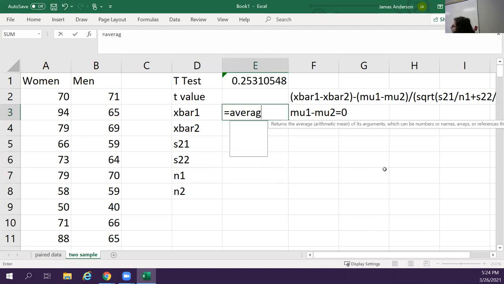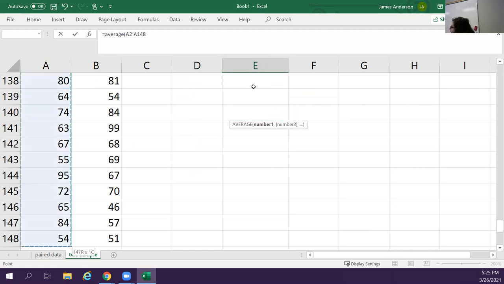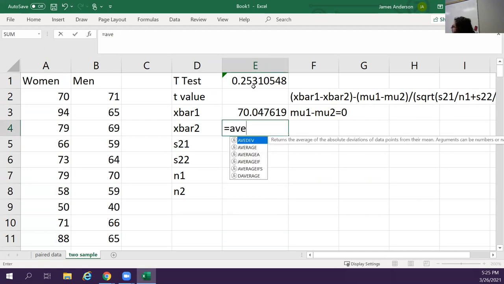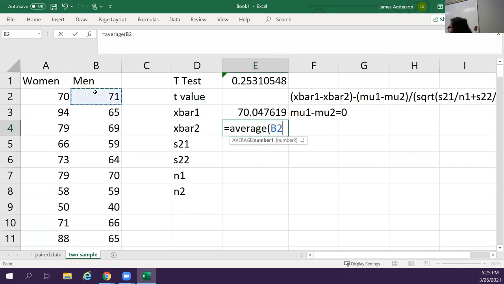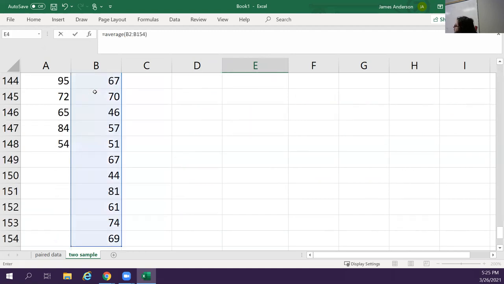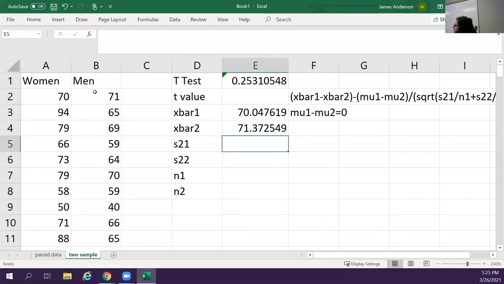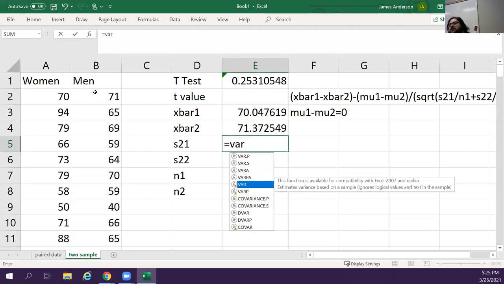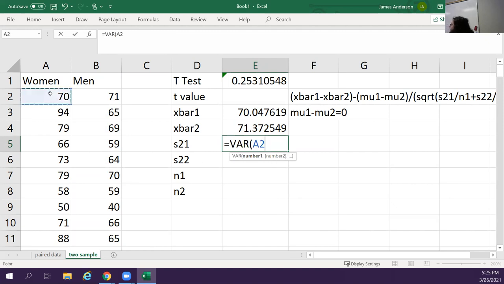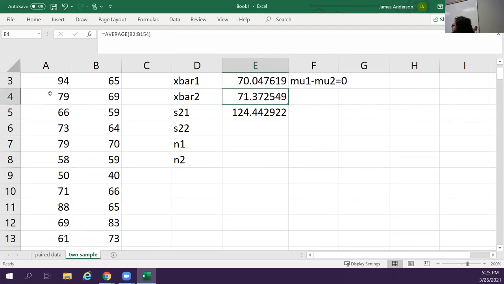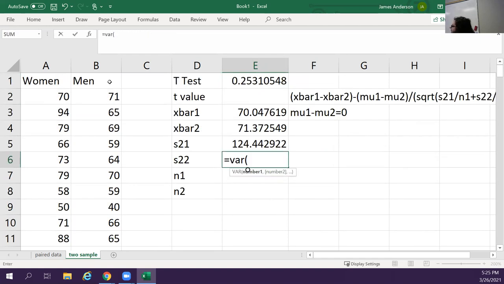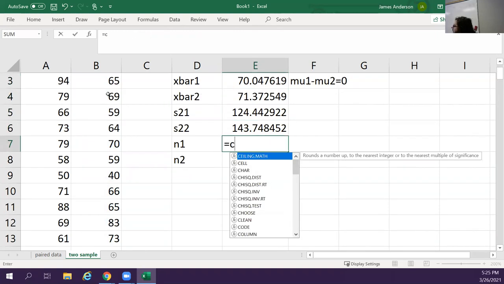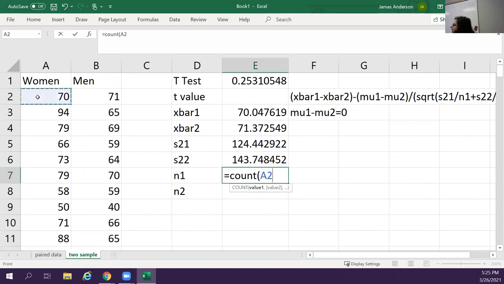So X bar 1 is just the average in this case of the women. And X bar 2 is the average of the men. You could actually do variance in this case, or you could do standard deviation and square it. It's the same. I choose to do variance because I like doing less functions and random math. And then for this one, I always use count because I don't feel like figuring it out myself.